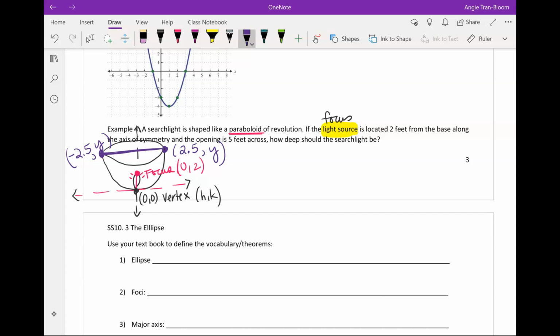So now what is it looking for? It says, how deep should the searchlight be? How deep means I'm looking for the height of this searchlight. I'm looking for the height, which means I'm looking for the y value.